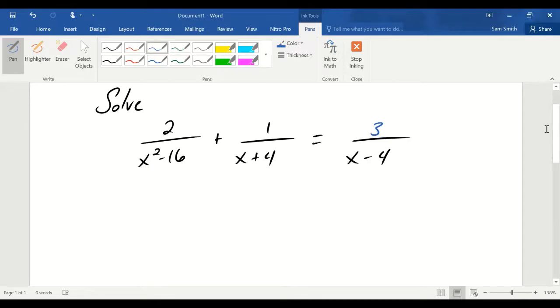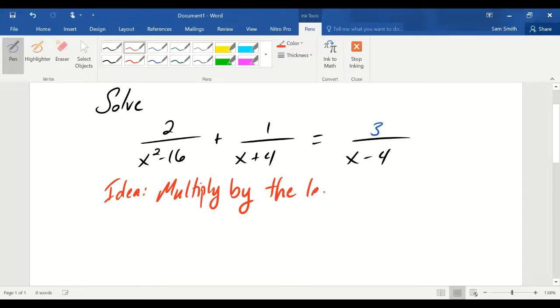Now, the secret to solving rational equations with all these fractions in them is that we're going to try and get rid of the fractions as fast as possible. And so the idea will be to multiply both sides by the least common denominator of these fractions. And then we're going to try and simplify so that all the fractions are gone. Simplify the fractions away.